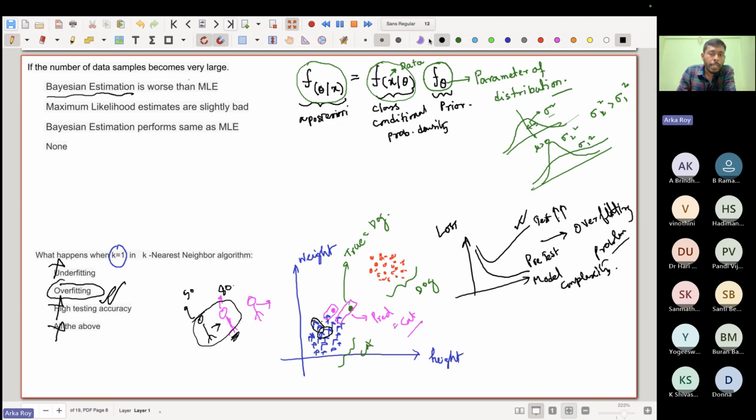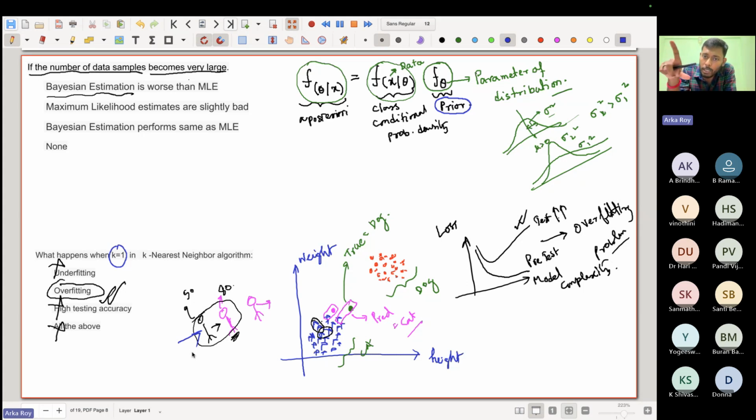Now I'll try to infer something from the question. That is, if the number of data samples becomes very large, and let me just focus on this particular term. This is called prior. Prior means something like that, we have already thought something in advance about this thing. That means a prior knowledge. For example, if I just refer to this particular example, those who sit on the first bench, all of them are toppers. So this is called a prior notion or prior knowledge.